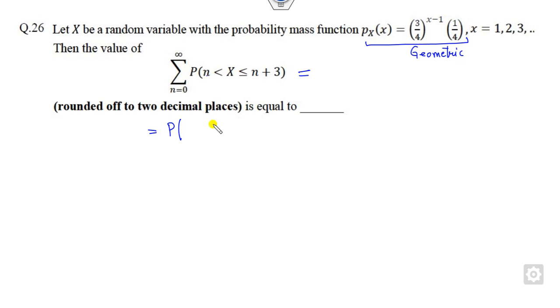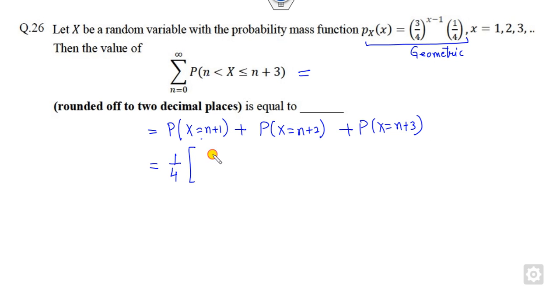N to n plus 1. It means it is my n plus 1, n plus 2, and n plus 3. That's fine. Now you can substitute this value here. So 1 by 4 is a constant everywhere, so I can write this value outside. It's 3 by 4 to the power n, 3 by 4 to the power n plus 1, 3 by 4 to the power n plus 2. That's the expression for this problem.